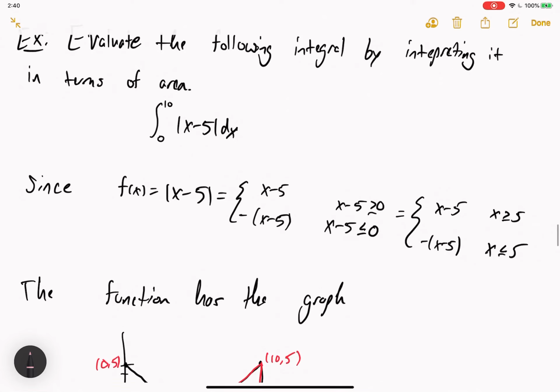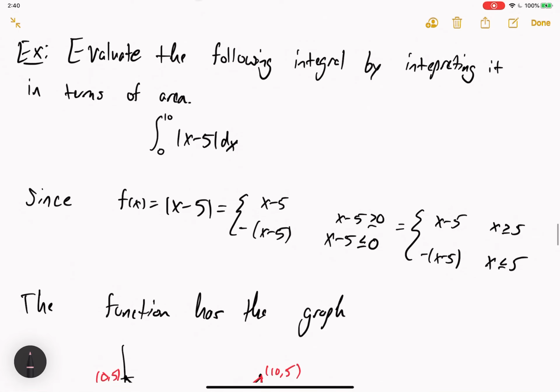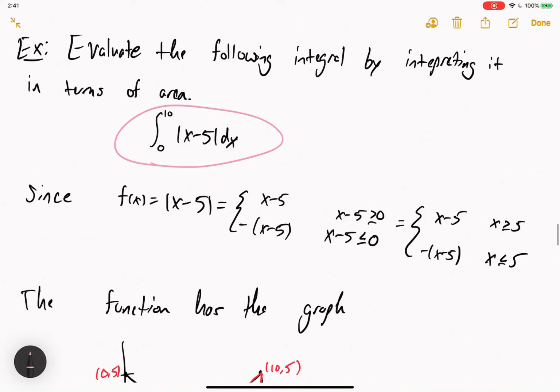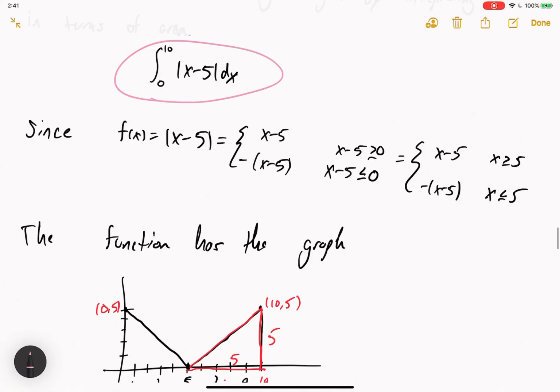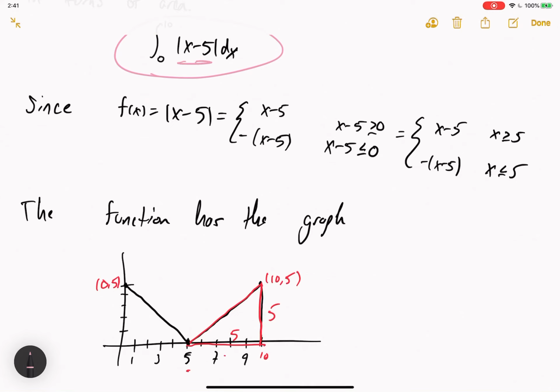So, we still want to do some more examples. Let's evaluate the following integral by interpreting it in terms of area. So let's do the definite integral of the absolute value of x minus 5 from 0 to 10 dx. So the integrand is going to be x minus 5. So if f(x) is equal to x minus 5, that's just the integrand.